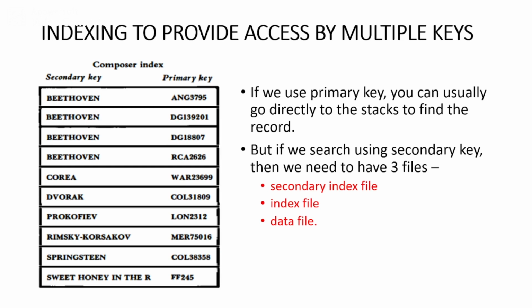For example, we have taken here a composer index, that is nothing but the secondary key. We have taken the composer names, who is the composer, as the secondary key, and as a primary key we have taken the label ID, the combination of label and ID. So this is the composer index file.